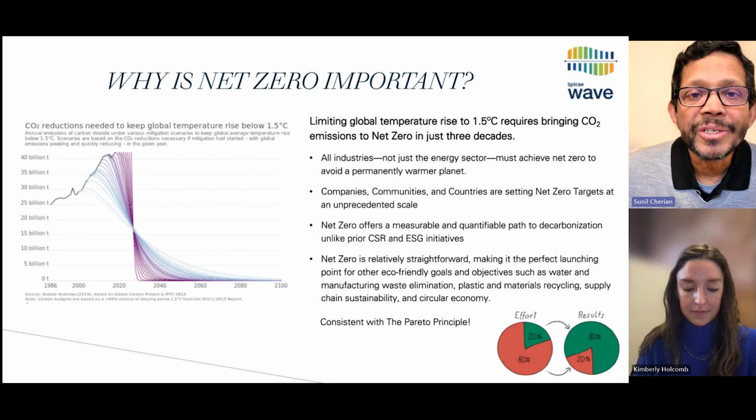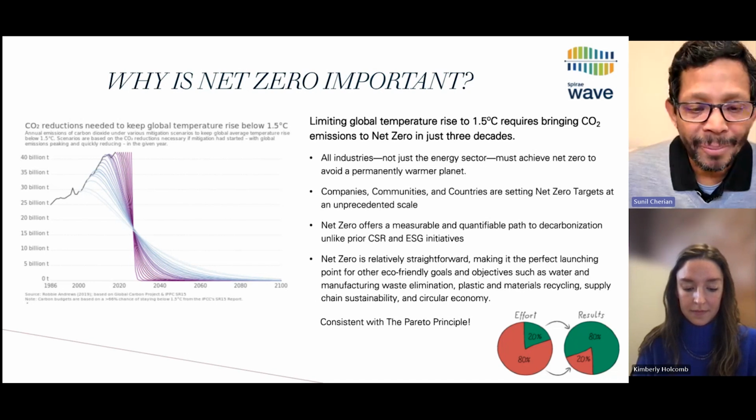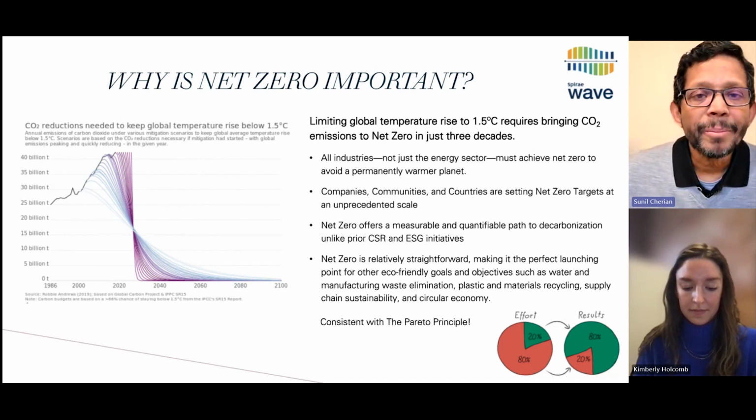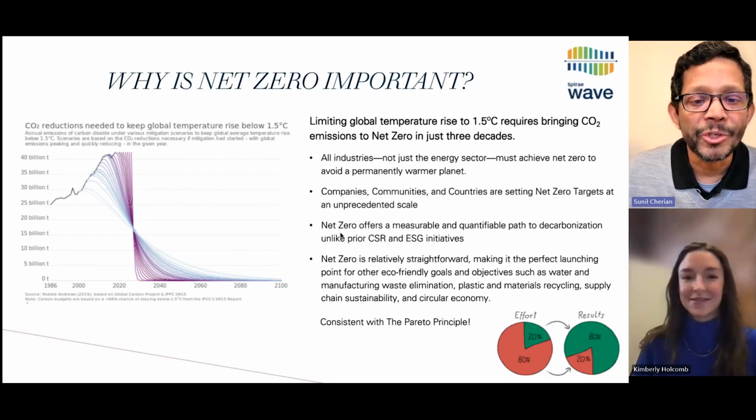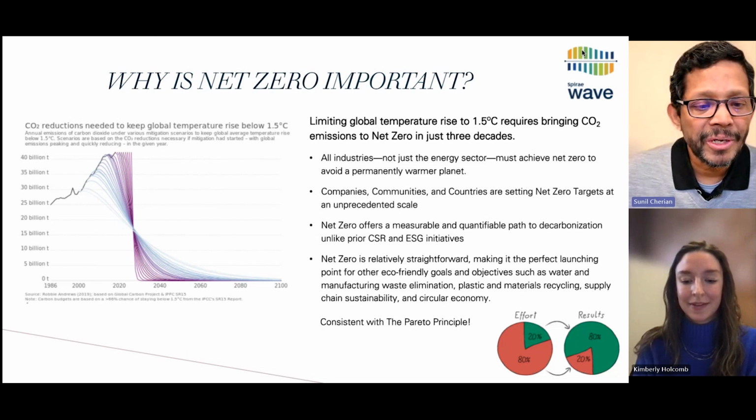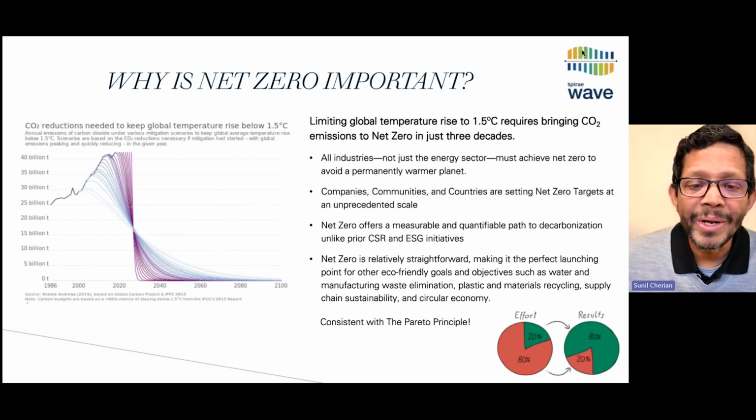Why are we even talking about this topic? The fact of the matter is, today when we look at climate change and global warming issues, one of the key things that we have globally acknowledged is that we need to hold global temperature rise to 1.5 degrees, which means CO2 emissions have to really come down, and it has to come down to net zero in about 3 decades.